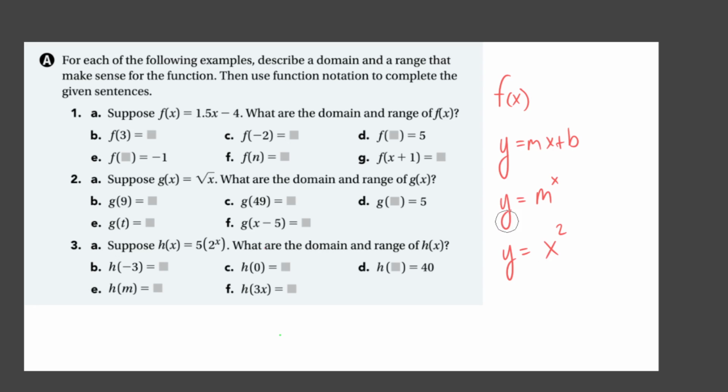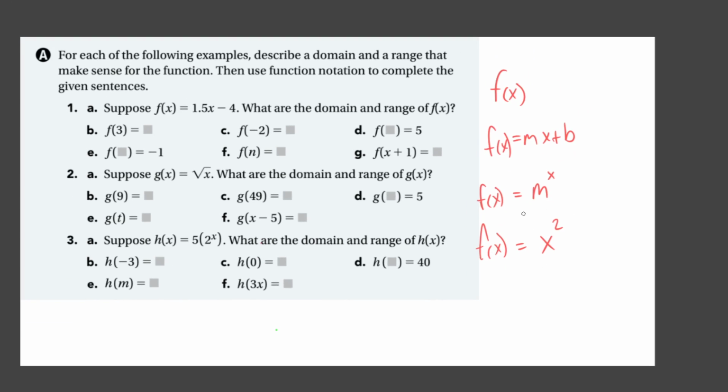The only difference between what we've been doing before and what we're going to be doing this unit is that instead of having a y at this far point over here, we are now going to say f of x is equal to mx plus b. F of x is equal to m to the power of x, and f of x is equal to x squared. These still function the same way that they have the entire time. You have your input, which is your x, and you have your output, which is now f of x, function of x.